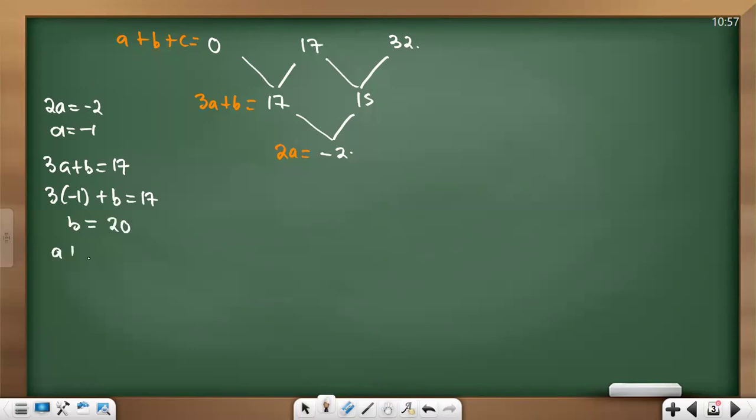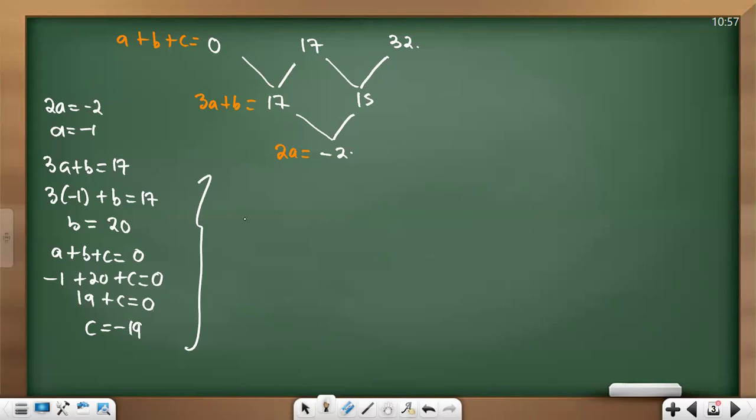Okay, a plus b plus c will be 0. I hope we have all the factors. Negative 1 plus 20 plus c equals 0. Take it to the other side, or anyhow you want to do your maths will be acceptable. So minus 1 plus 20, that will be positive 19 plus c, and that's 0. c equals negative 19. Take it to the other side, it changes the sign.